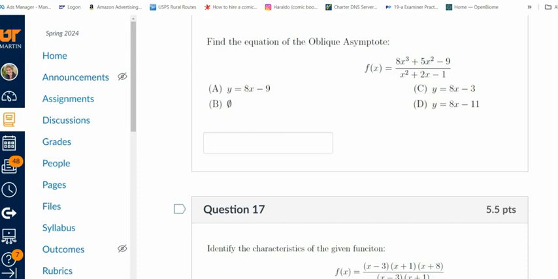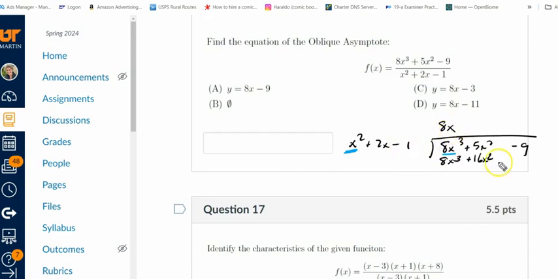Okay, here I'm going to have to do long division. So we're going to have 8x cubed plus 5x squared. There's no x term, so leave a gap. And I want that divided by x squared plus 2x minus 1. So I'm going to look at these two numbers. What do you have to multiply x by to get 8x cubed? I'm going to need to multiply that by 8x. So now I'm going to take this and multiply it by everything. 8x times x squared, 8x times 2x, and 8x times negative 1.